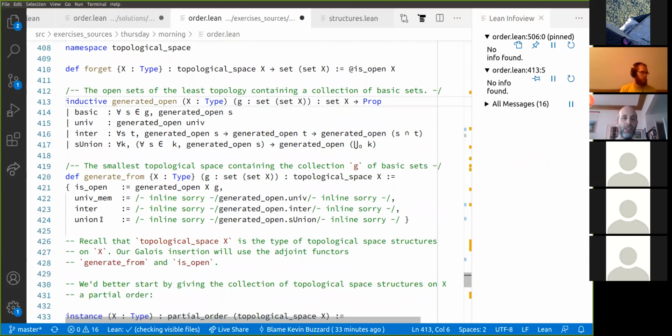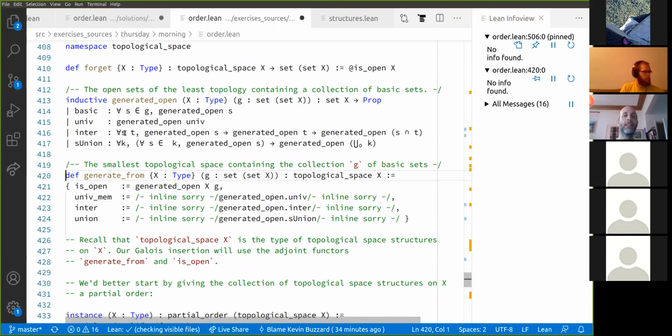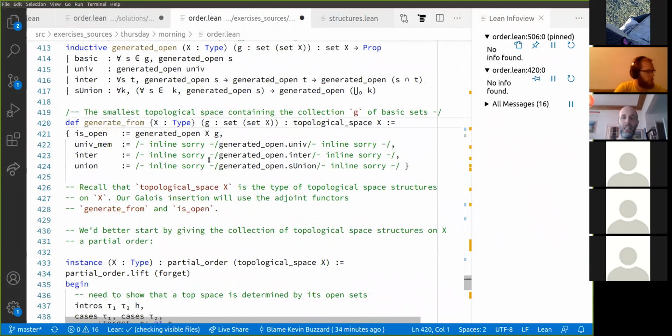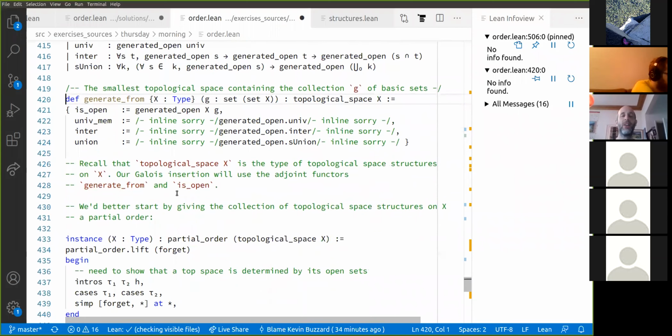And this you see is an honest definition of generate. We didn't cheat. We didn't take the intersection of all the topologies that contain our subsets. We've properly generated from our subsets. And so here's a proof that topological space structures on X form a partial order. It's just another easy thing.